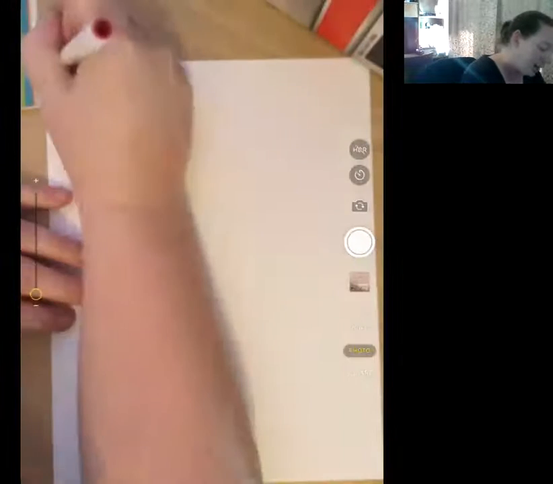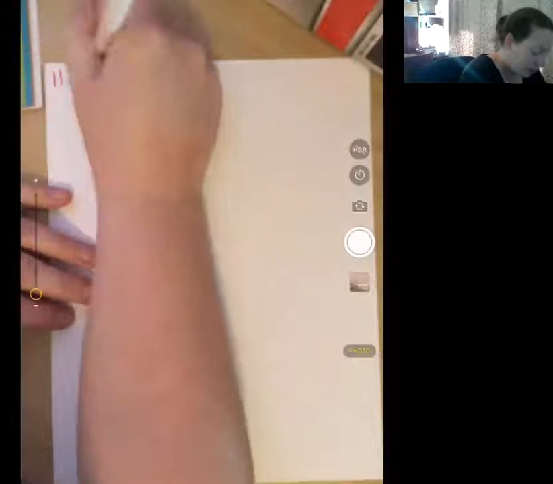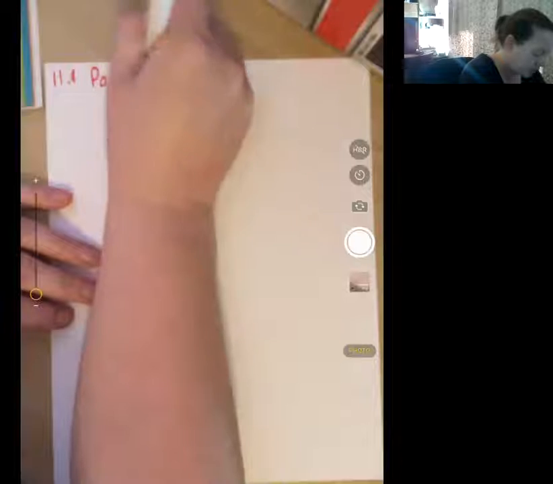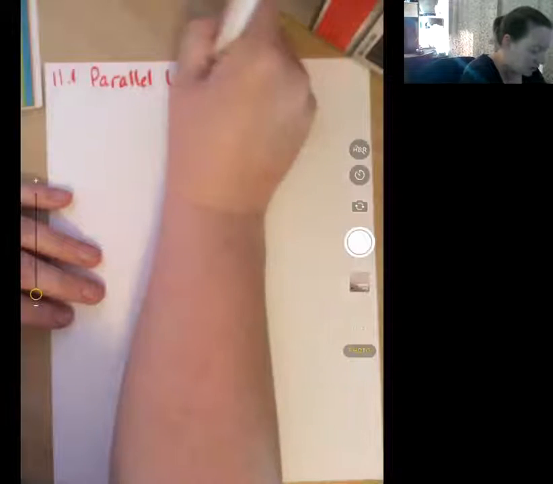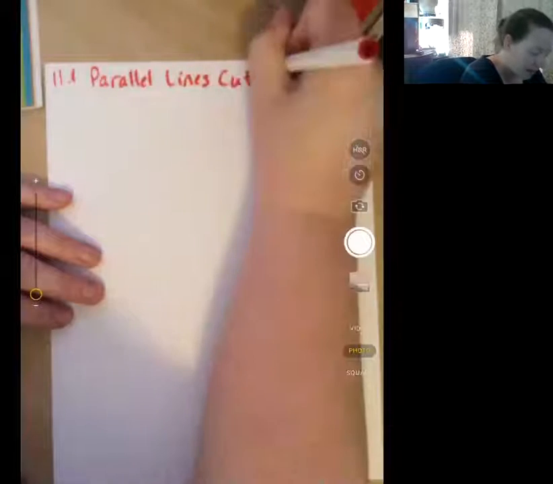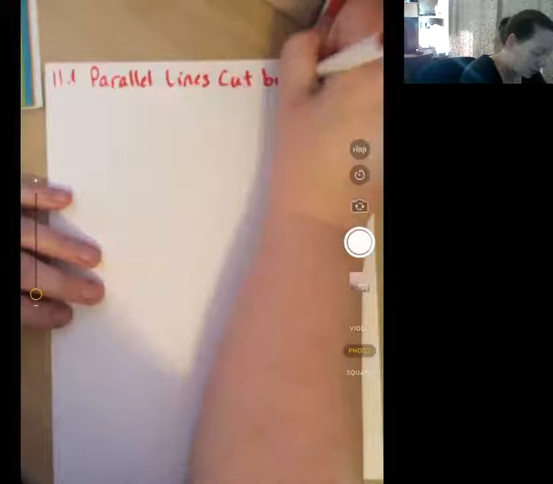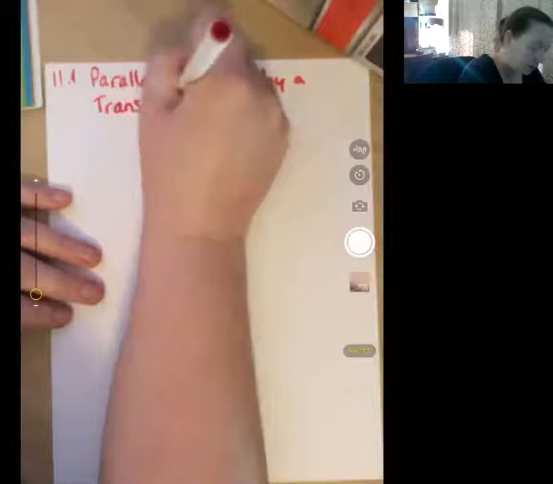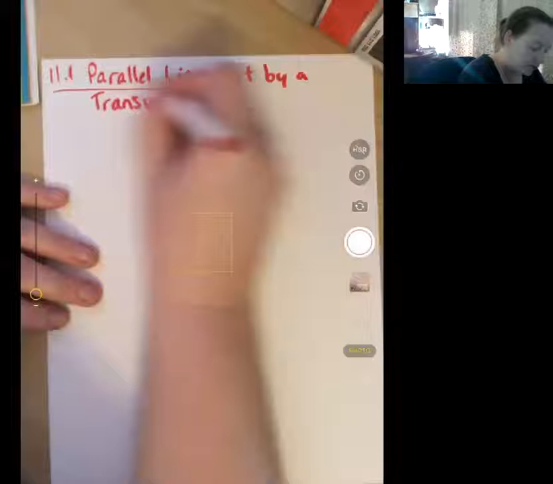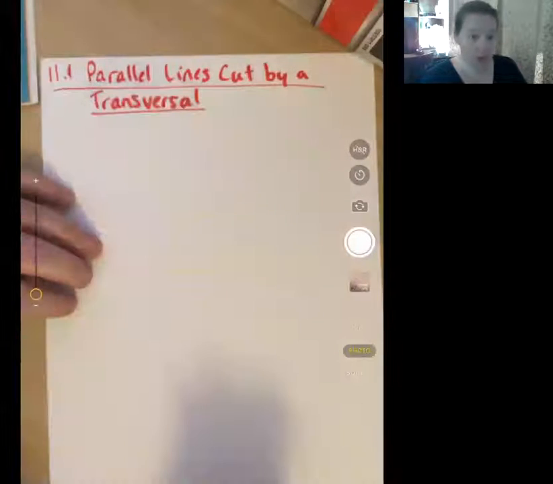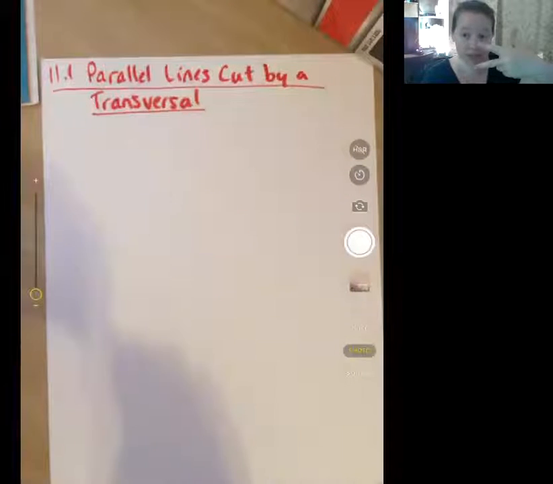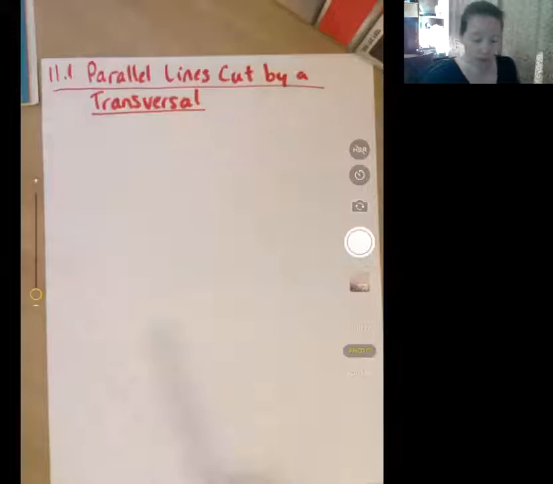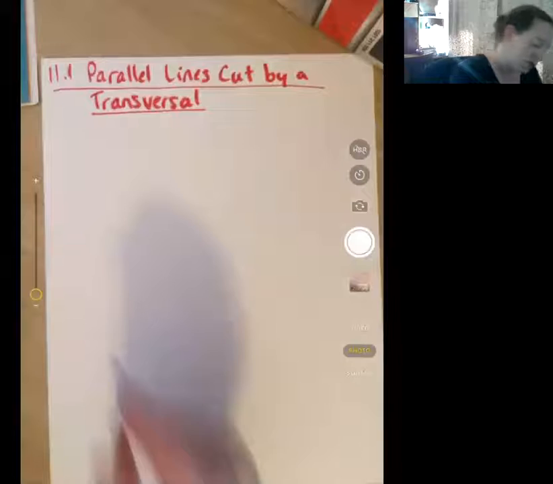So we have 11.1, parallel lines cut by a transversal. Parallel lines cut by a transversal. Now, the parallel lines are the ones that never ever touch each other. The transversal is the line that goes through those parallel lines.